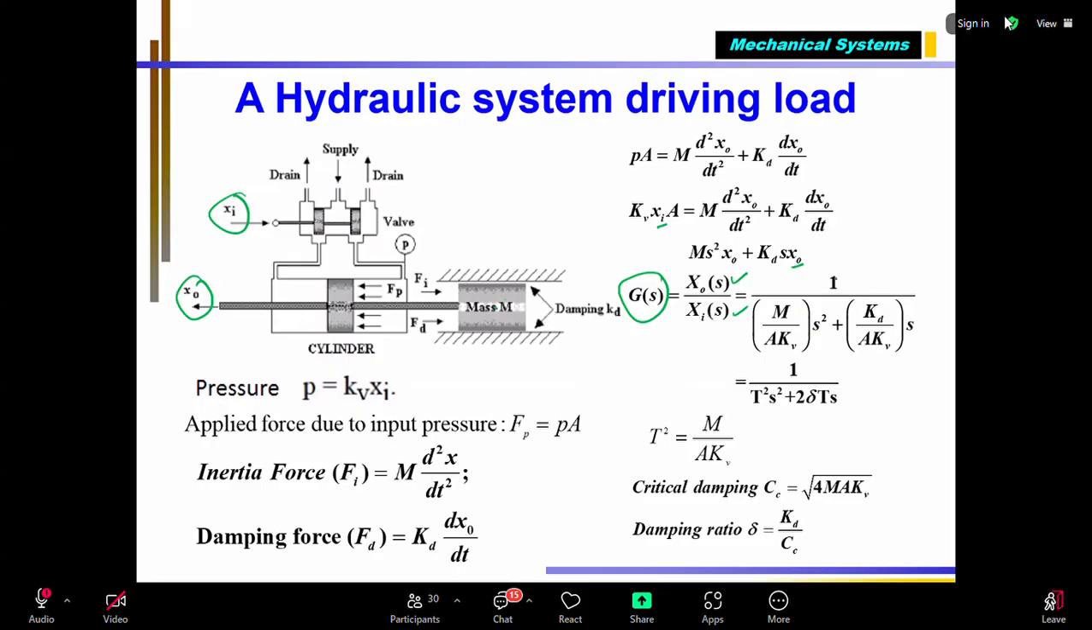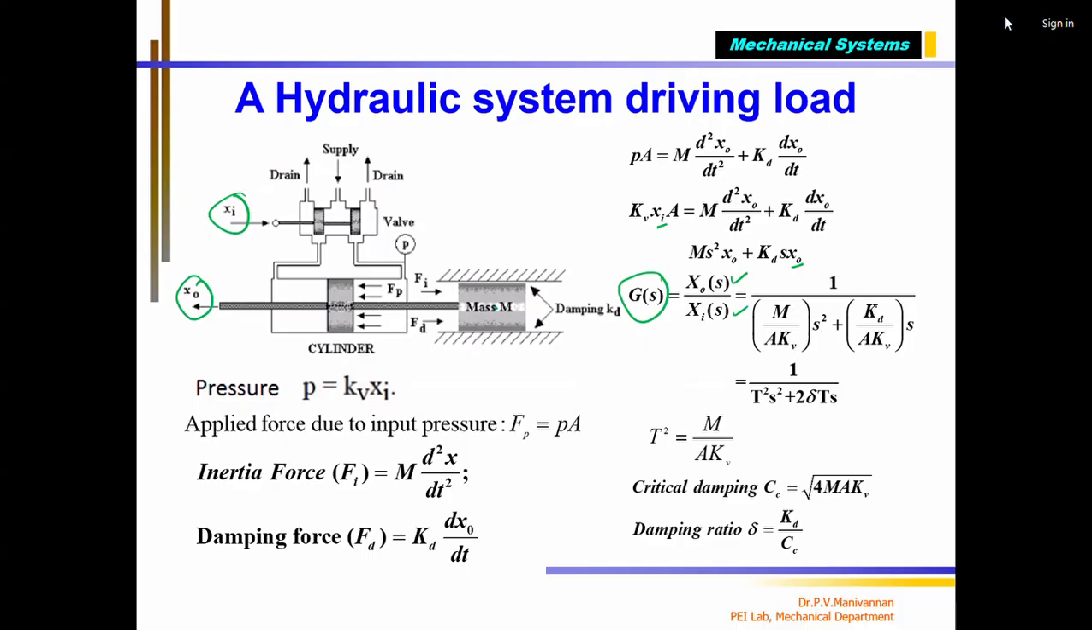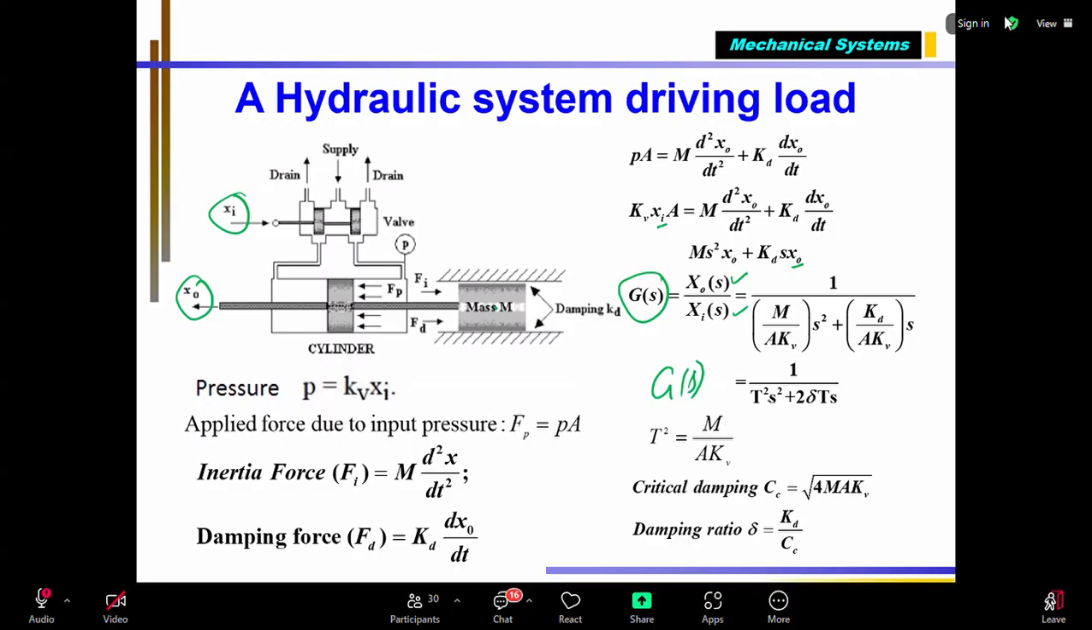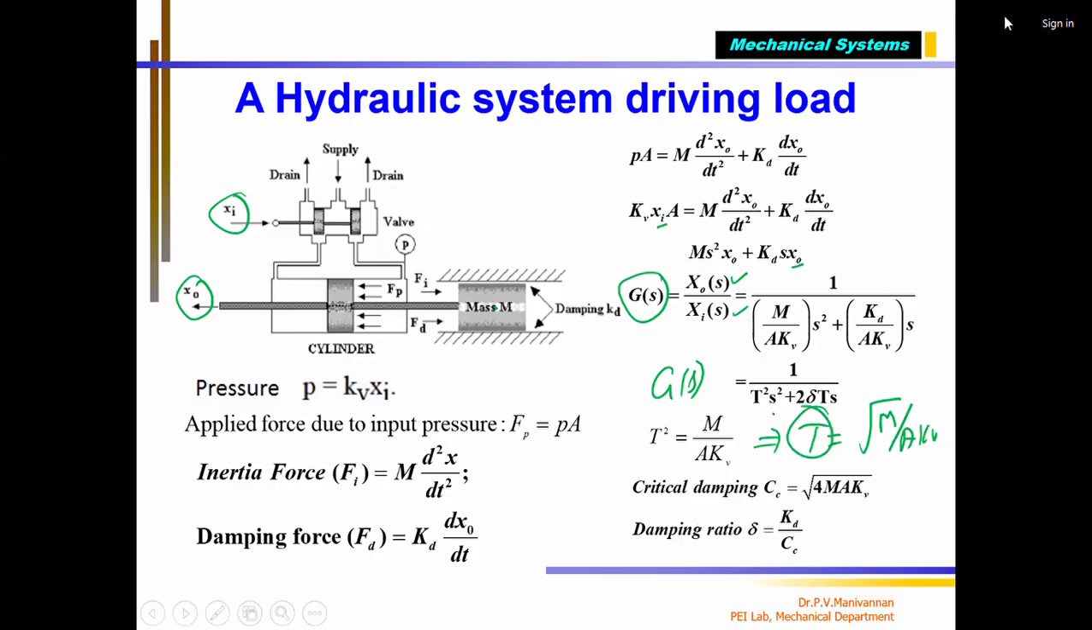X naught divided by xi is 1 divided by m by a into kV s square plus kd divided by a into kV into s. This is what I do. So I can write G of s equal to 1 divided by T square s square plus 2 delta T s, where T square equals m by a into kV. That means T equals root of m by a into kV. This is called a time constant. We will see the effect of time constant on the system output after control system.